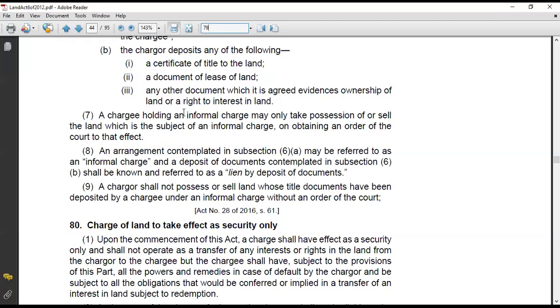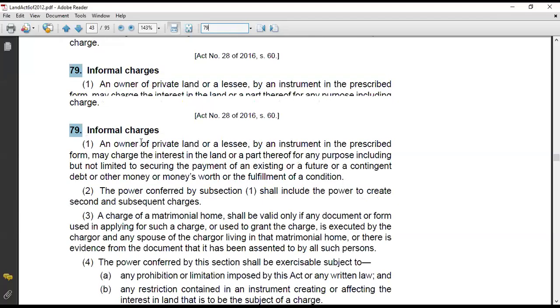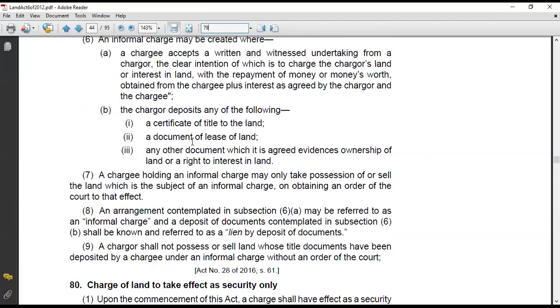So section 79(7) is relevant. A chargee holding an informal charge may only take possession of or sell land which is subject to an informal charge on obtaining an order of the court to that effect. So the answer was the bank, what are they called? That is the answer. East Finance Limited needs to go to court under section 79(7).